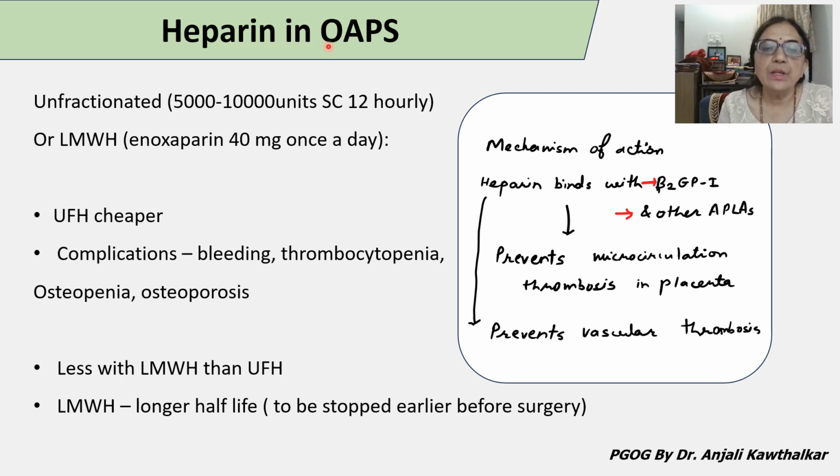That is how it acts in obstetric antiphospholipid syndromes. It is used to prevent occurrence of vascular thrombosis as well as to prevent pregnancy complications, because it is preventing microcirculation thrombosis which occurs in the placenta.